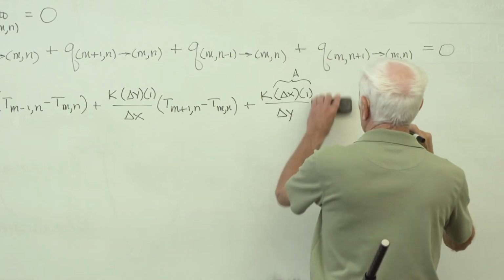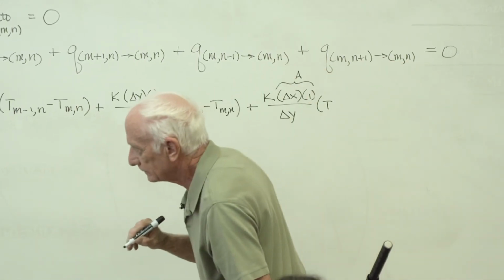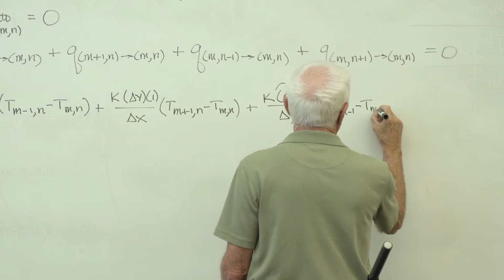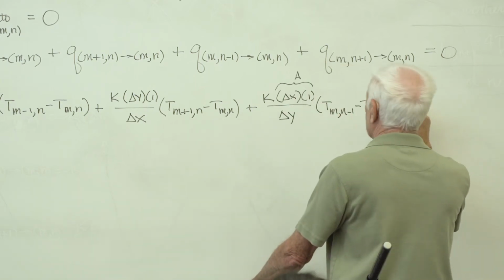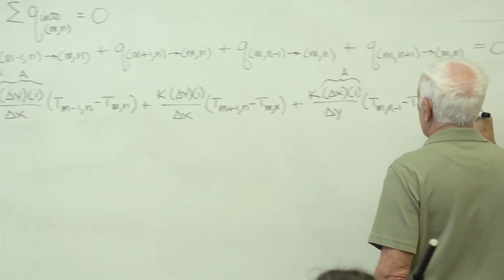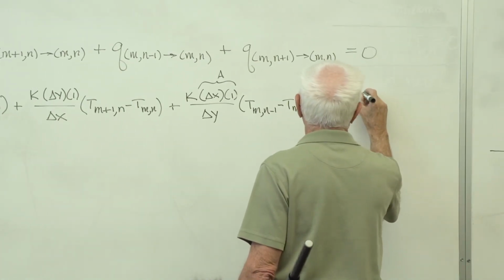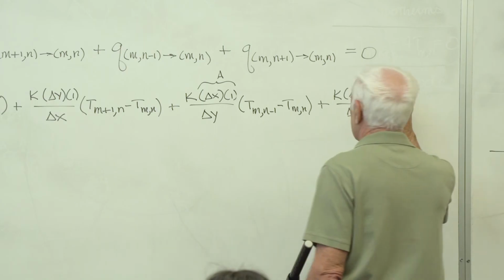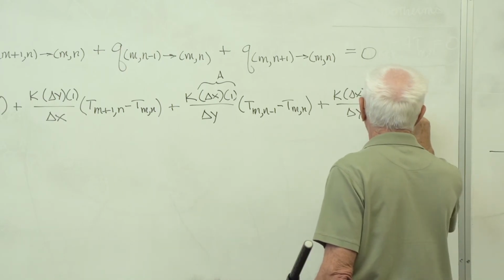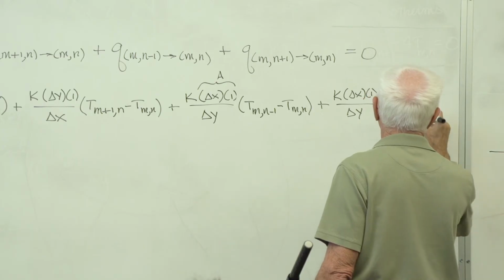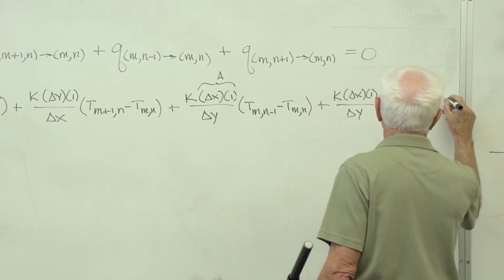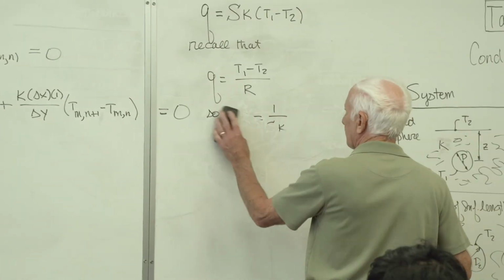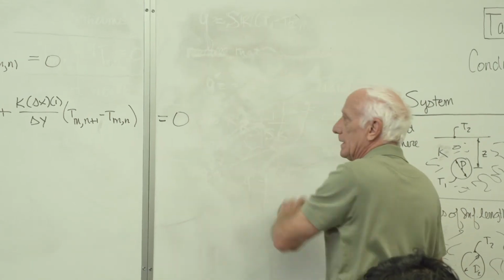Plus, T M, N minus 1, minus T M, N, plus the last one from the top node to the center node, K, the area delta X times 1 divided by delta Y times the temperature difference, equal 0. Okay.